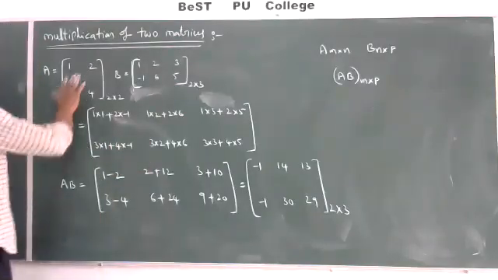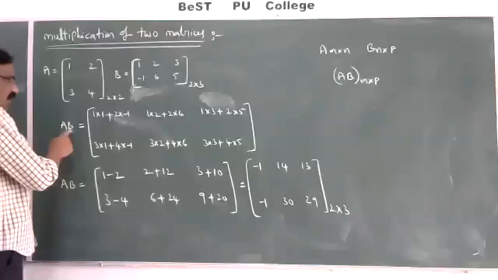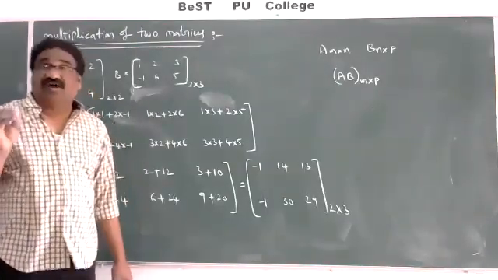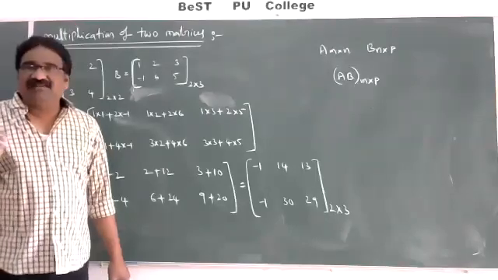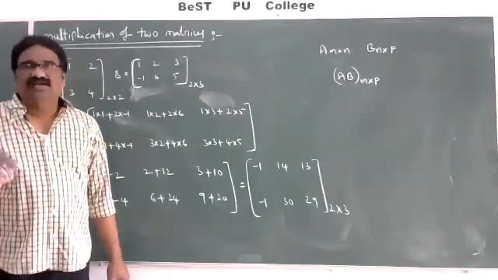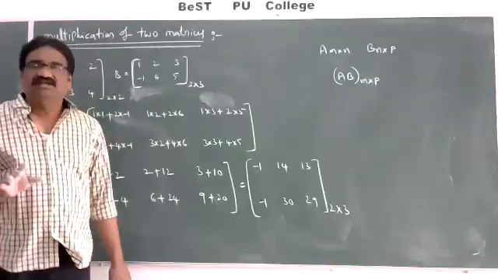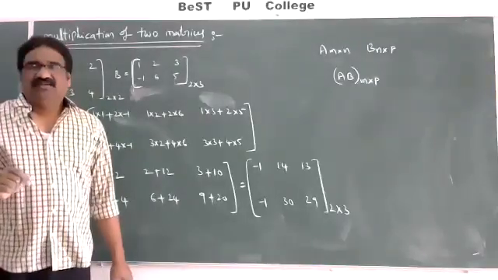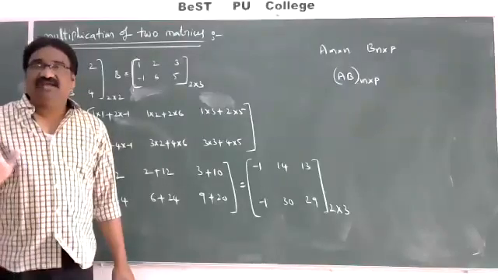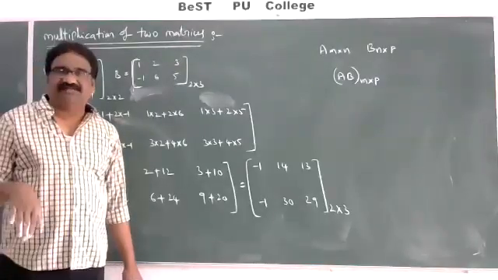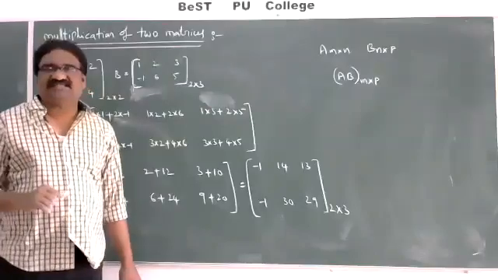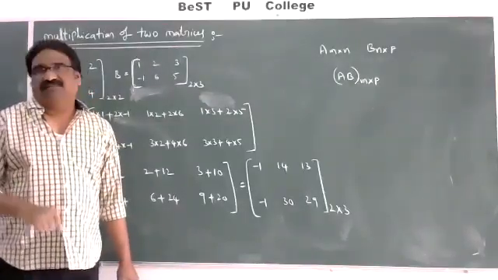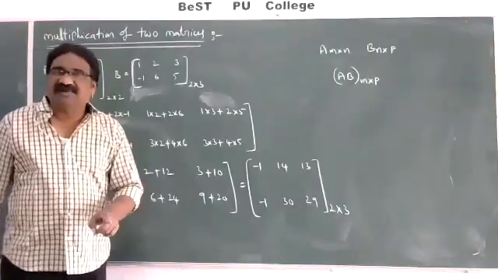In matrix multiplication, order is important. In real numbers, 2 into 3 is equal to 6 and 3 into 2 is equal to 6. But in matrices, AB is not equal to BA. AB is different and BA is different. Sometimes BA does not exist. Sometimes they exist, but both are not equal. That's why order is important.